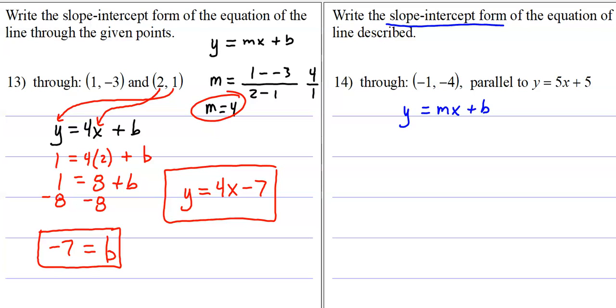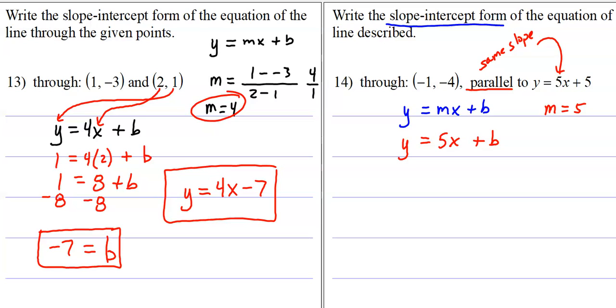I don't explicitly tell you the slope or the y-intercept, but I do give you a clue. I say we need to be parallel to this dude. So to be parallel, I got to have the same slope as this guy. So they actually did tell me the m. The m is 5. They just didn't come right out and tell me, but they kind of told me. So I got y equals 5x plus something.